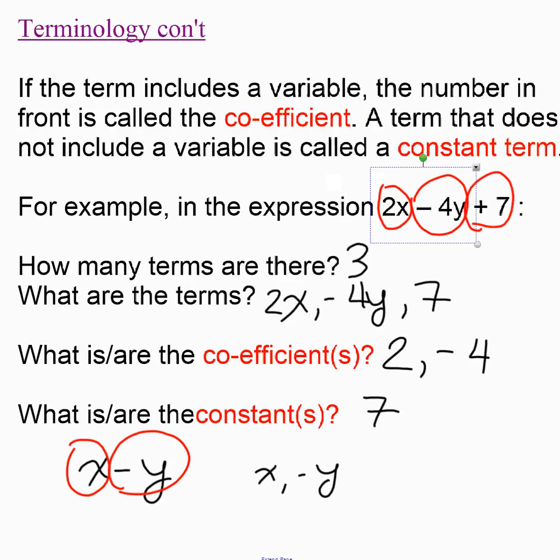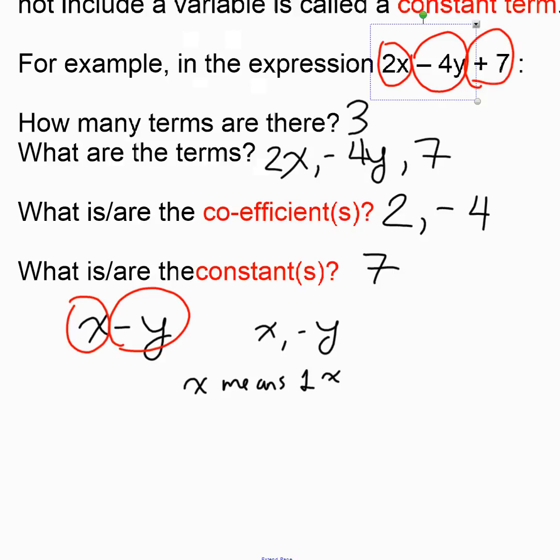The coefficients, you have to look at that x and think, what's in front of that x? How many x's are there? In math, when there's nothing there, there's actually a 1 there. So x means 1x. So its coefficient is 1, and y, negative y, means negative 1y, so its coefficient is negative 1. So be really, really careful with ones like that.